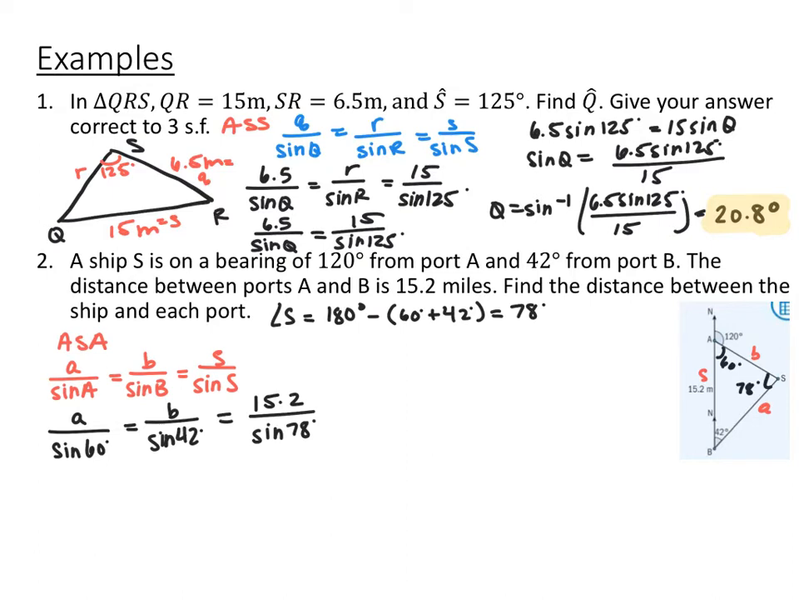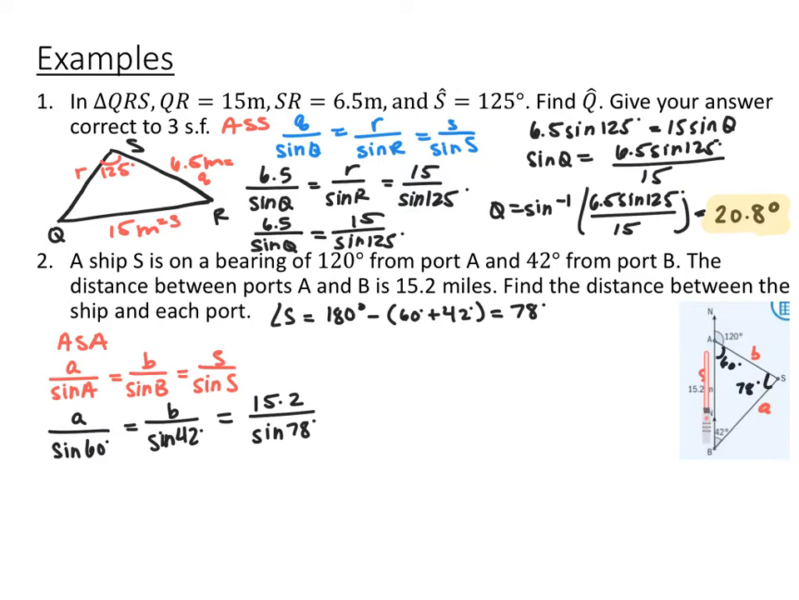So the first thing I did was I found my angles inside my triangle. This is a straight line, which means the angle has to add up to 180 degrees. So if this exterior angle is 120 degrees, then the interior angle must be 60 degrees. And then I used the fact that all three angles in a triangle have to add up to 180 degrees to find that my missing angle is 78 degrees.